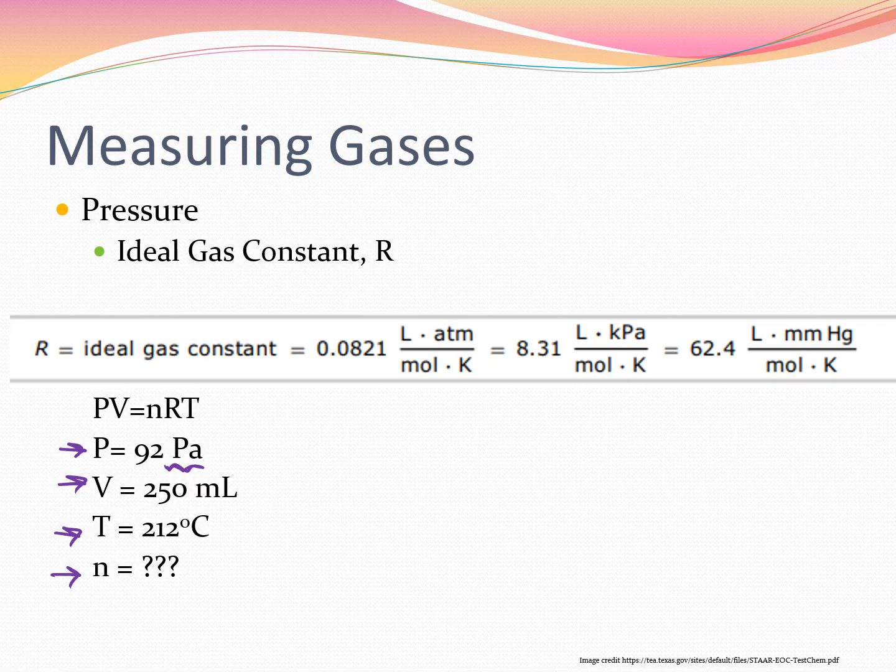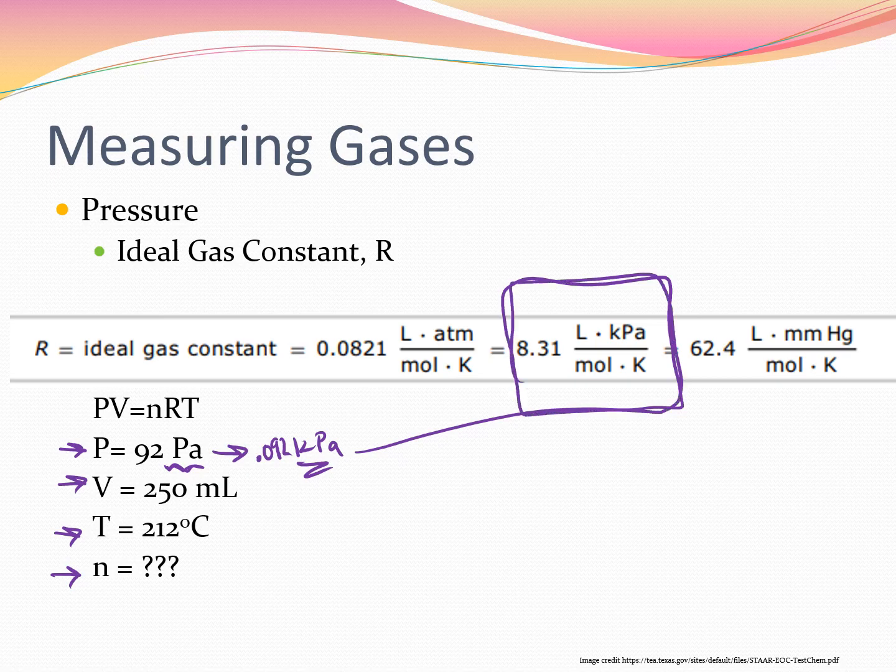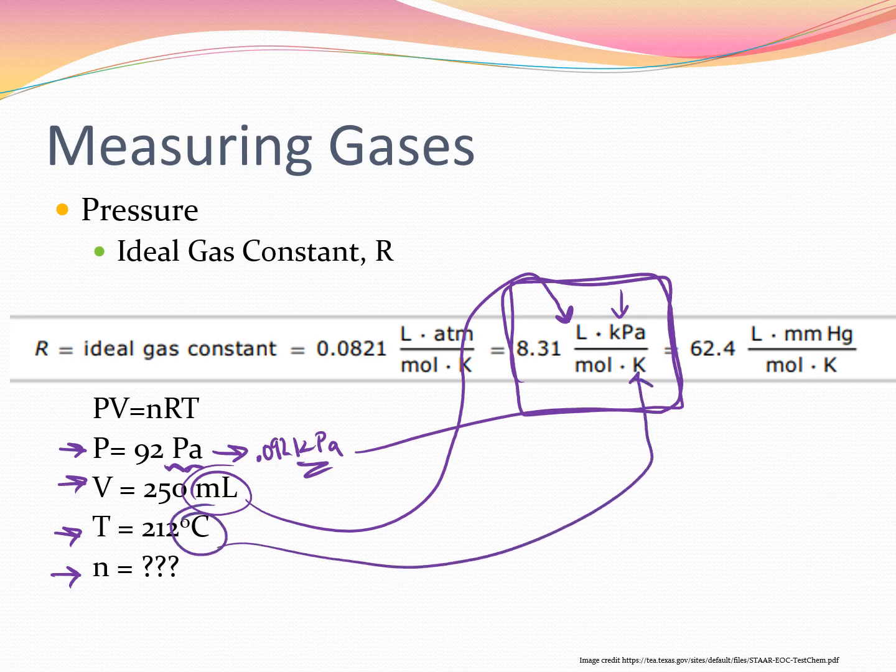We're going to have to convert those pascals to kilopascals by dividing by 1,000, and it's going to be 0.092 kilopascals. Once we have our kilopascals, we're going to choose this R value because it's the one with kilopascals. And just super quick little things, my friends, these milliliters, we're going to have to convert to liters to get that to match. And degrees Celsius is going to have to turn into Kelvin, add 273, so that those also match.